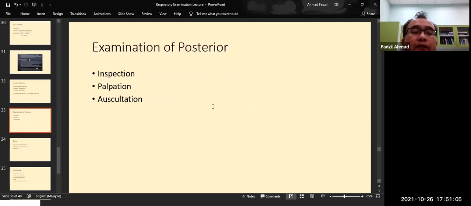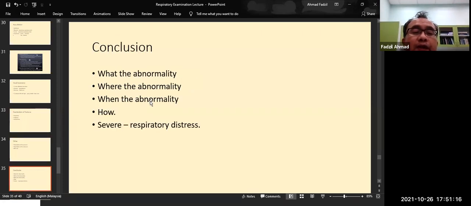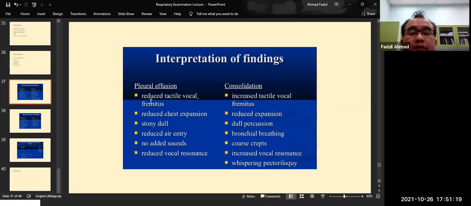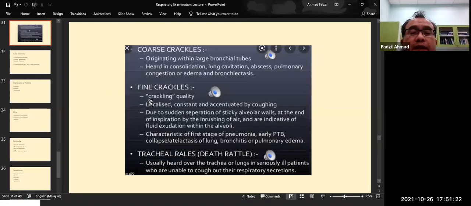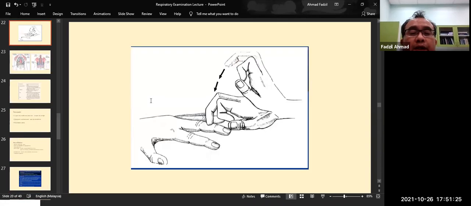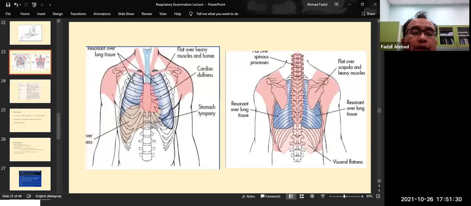And then examination of the posterior chest is the same: inspection, palpation, and auscultation. When you examine, as usual, in any examination, remember to use the upper zone, mid zone, lower zone. When you auscultate, upper zone, mid zone, and lower zone. In bigger children, you can auscultate the apical, but in small children, no need.